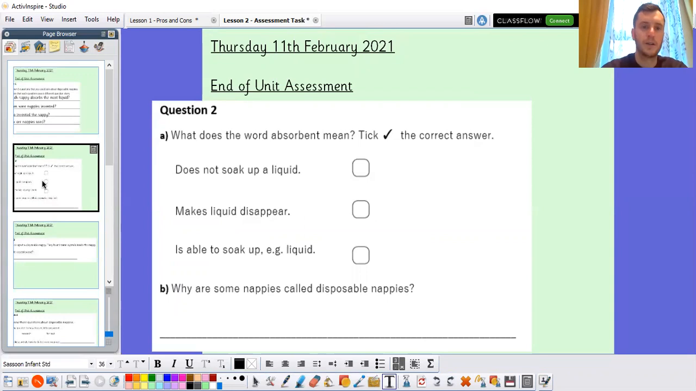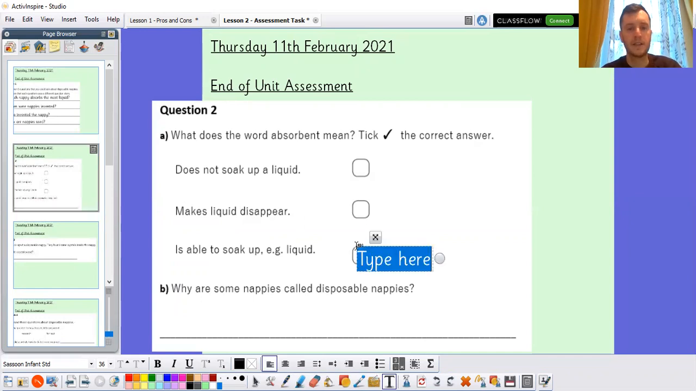What does the word absorbent mean? Tick the correct answer. It means it is able to soak up liquid. So I can't do a tick on this, but I put a cross in the correct box there. So it's that one, or was the correct answer.